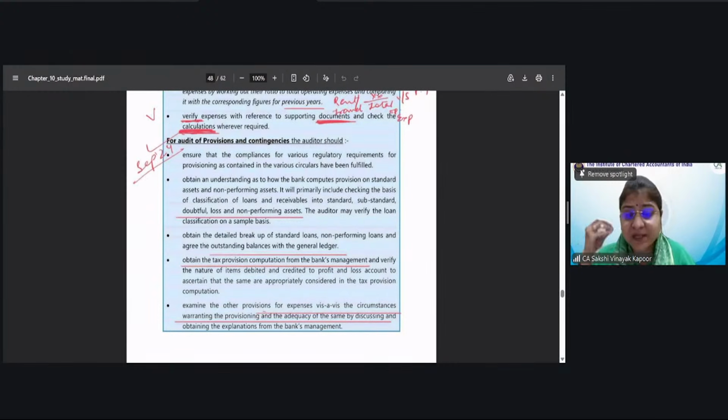None of the deposits are left without providing for interest, whether provision for interest has been made for those deposits or not, because the bank has to pay interest. So they have to provide for the same.